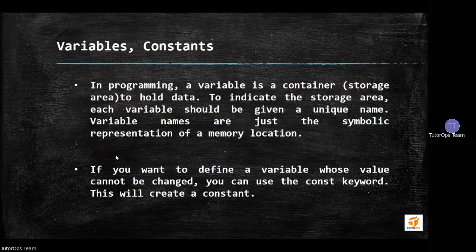Variable and constant. In programming, a variable is a container or storage area to hold data. To indicate the storage area, each variable should be given a unique name. Variable names are just a symbolic representation of a memory location. In the code, I have written int a. So a is a variable name. Whenever we declare int a, it takes some space in your memory, and whatever value you put in a, it will store it in that memory location.